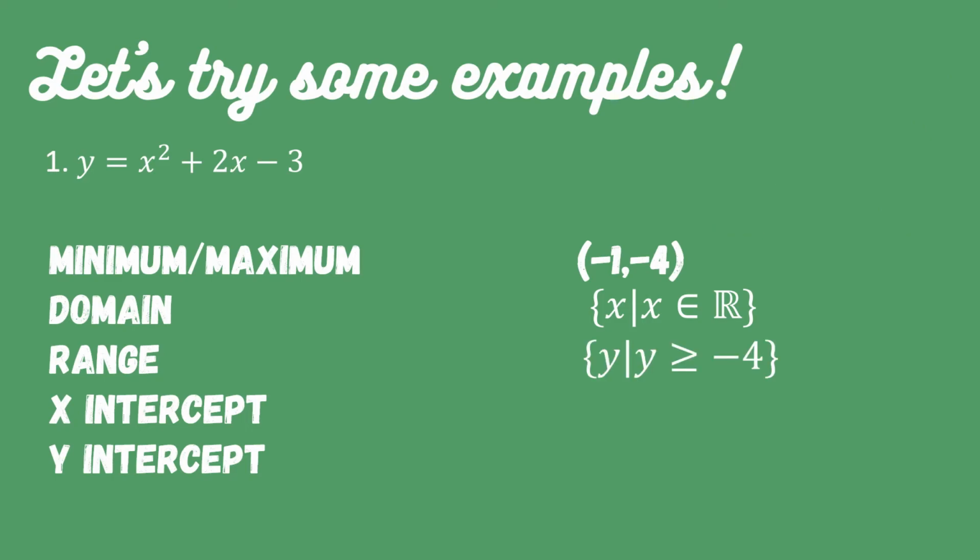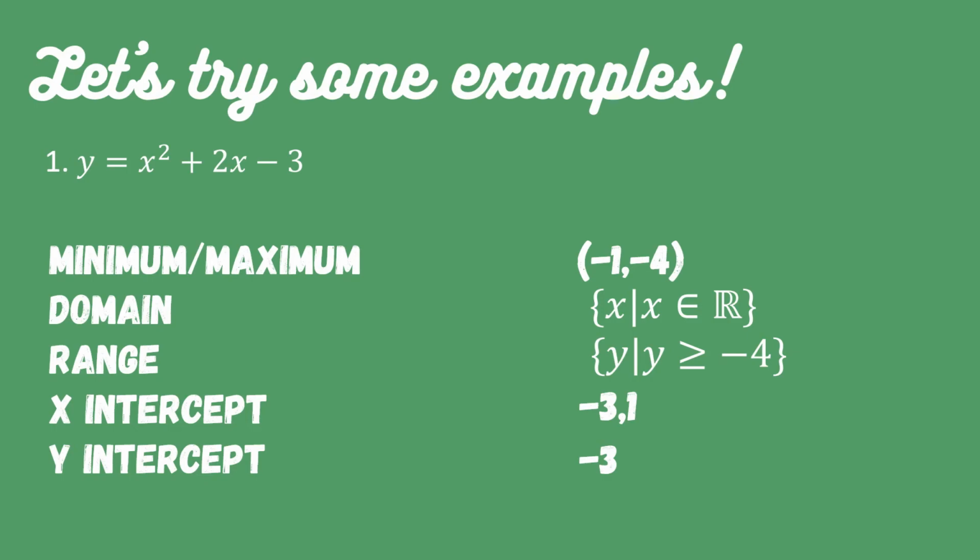Same logic with the range. So our range is y should be greater than or equal to -4. So bakit -4? Dahil sa ating minimum value. So ito si -4 hanggang dyan lang, pataas. So -4 pataas. X-intercept is -3, 1. So we also have our y-intercept, which is -3.